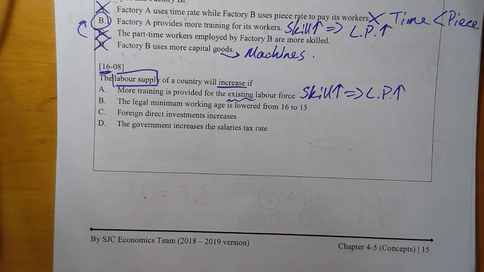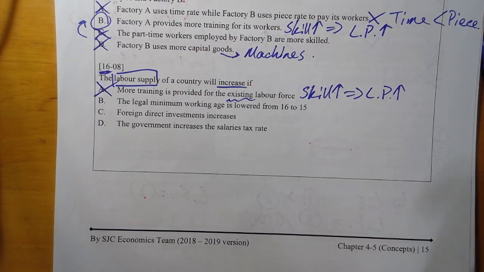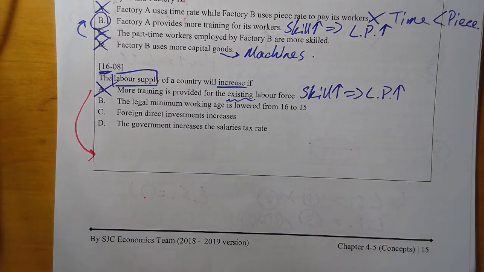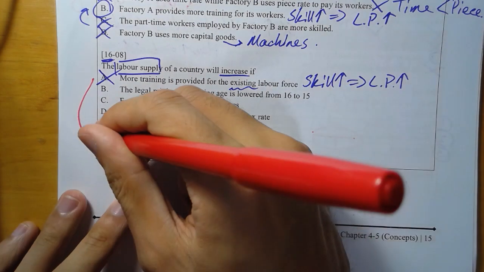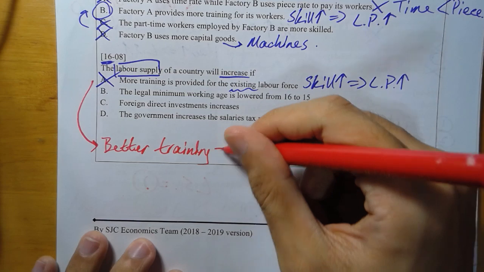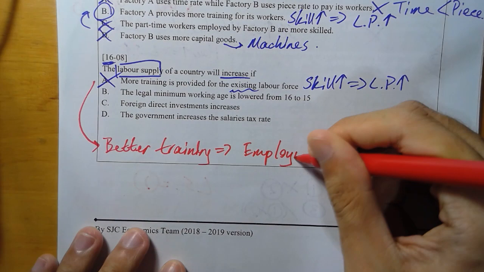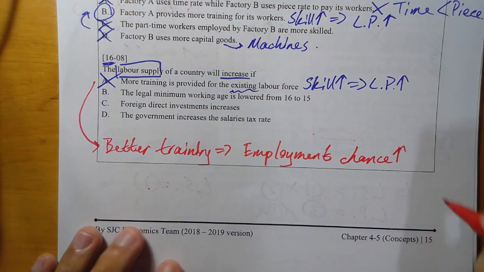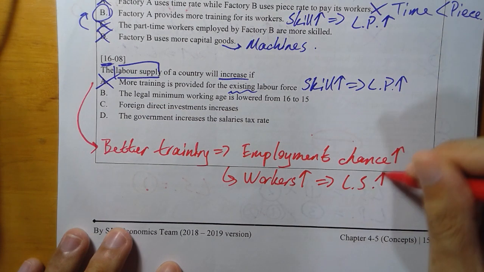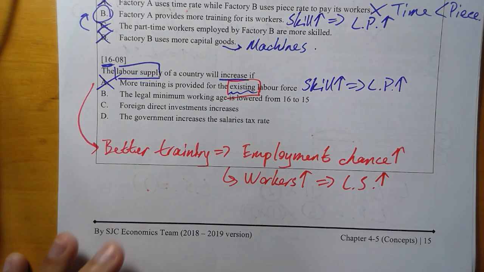Then you may be thinking, then what's the relationship? The relationship, remember, between labor supply and labor productivity is that they have no relationship. Now you ask, Sir, how come we need the word existing? Because without existing, option A may become a correct answer. Alright? Here, let me explain why. With better training to the potential labor force, do you think the employment chance would increase? When employment chance increases, number of workers would increase, then labor supply may increase. Alright, that is why they are very careful. They need the word existing.